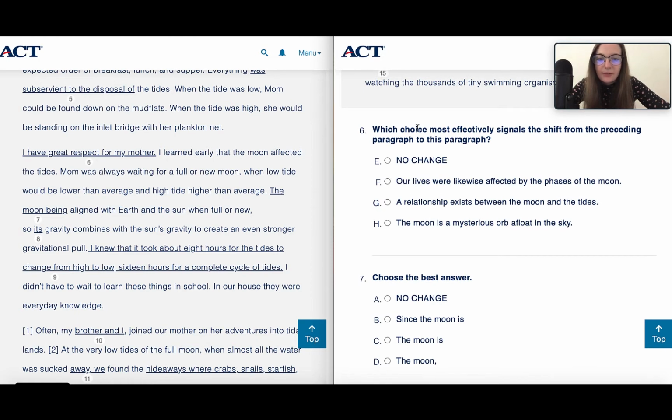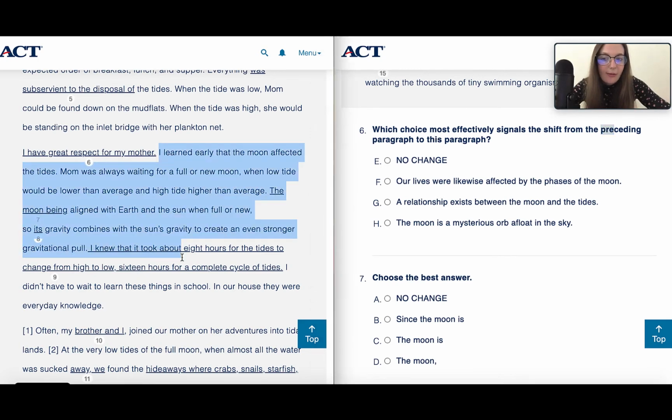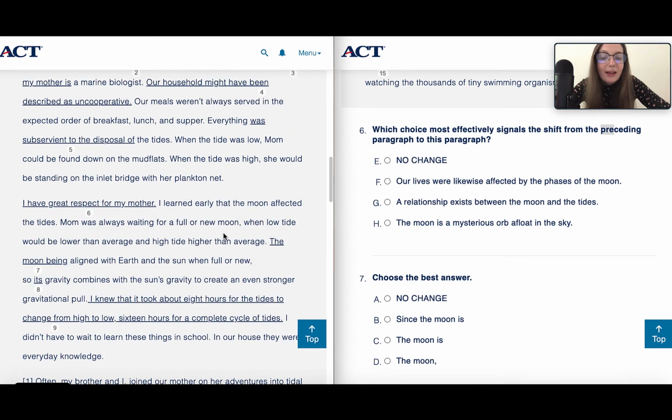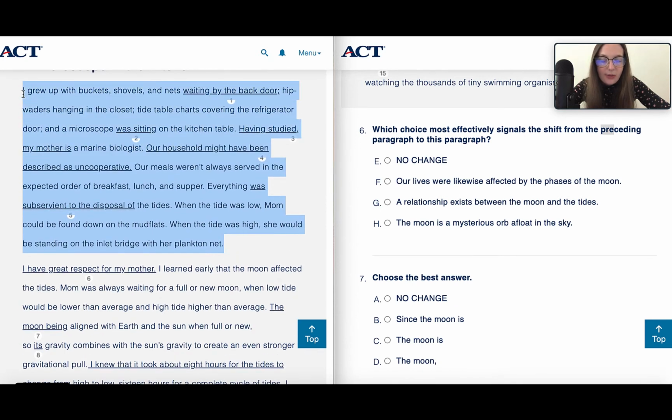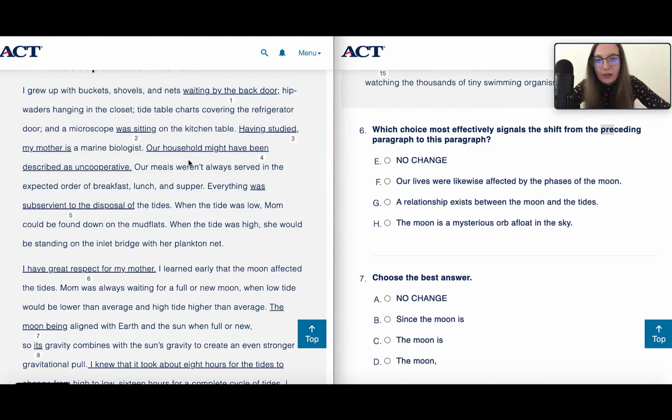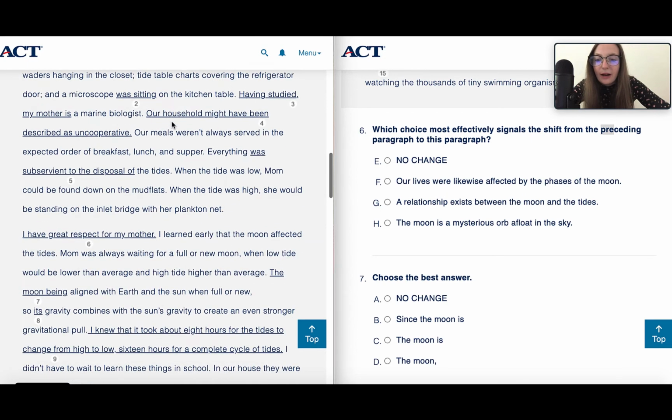So question 6, which choice signals a shift from the preceding paragraph? Pre means before, think prequel. The preceding paragraph to this paragraph. So I want to point out that a shift is really different from an introduction. If it were just an introduction, we would only care about the contents of the new paragraph. But because they're asking for a shift, aka a transition type of question, we have to account for what we talked about in this previous paragraph. And as a reminder, in this previous paragraph, we were talking about how basically in the house, the tides kind of dictated everything, when the meals were served, what was in the house, because the mom was a marine biologist.